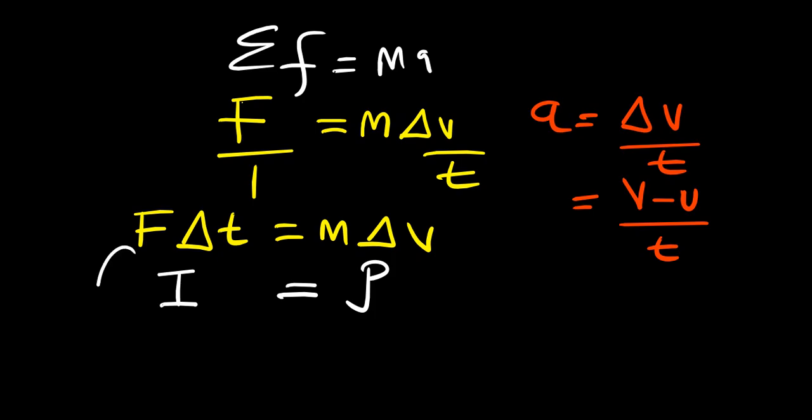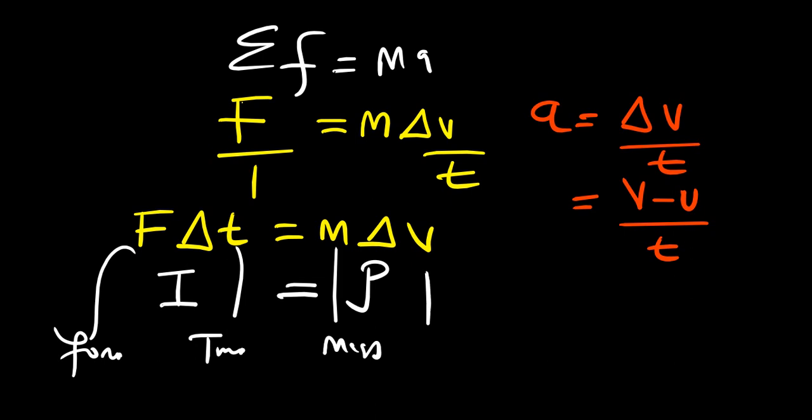Impulse being the force multiplied by your time, and momentum being the mass multiplied by the velocity. So basically this is what we call the impulse momentum theory.